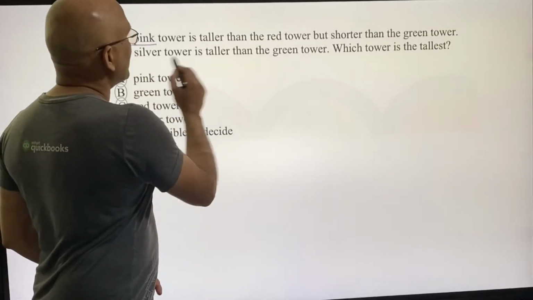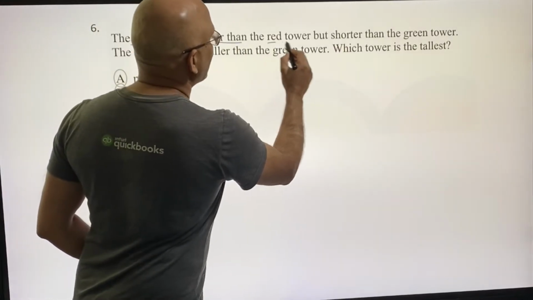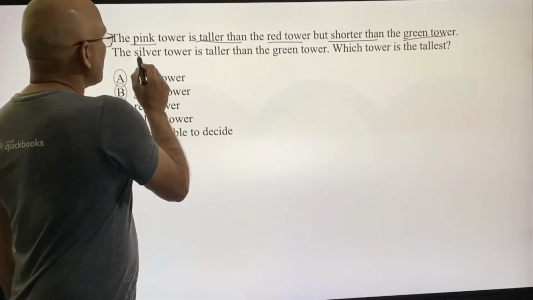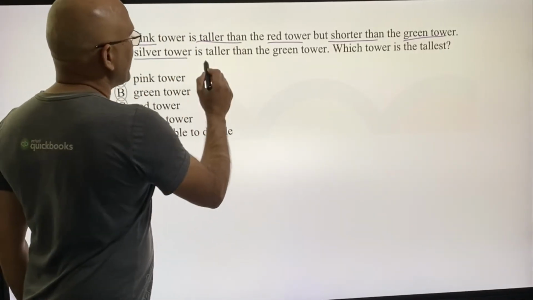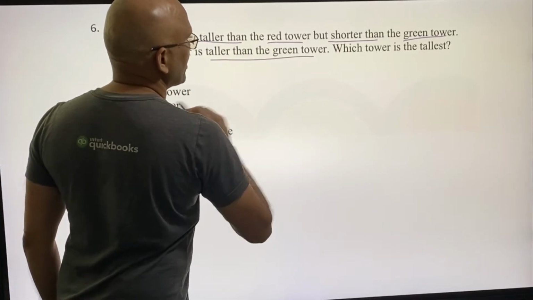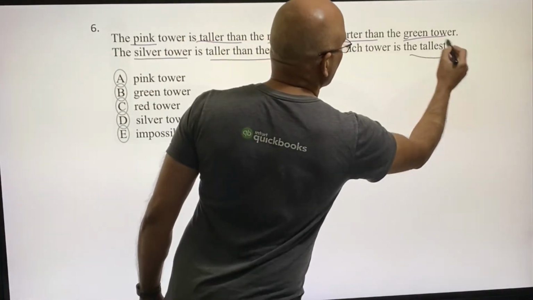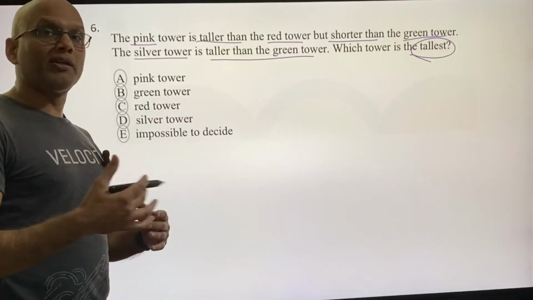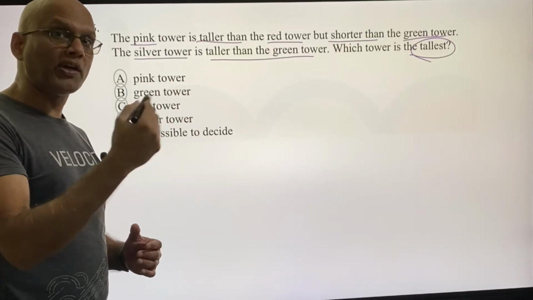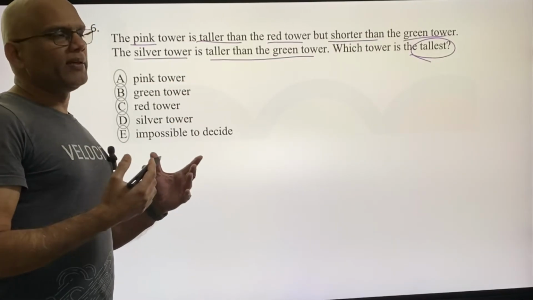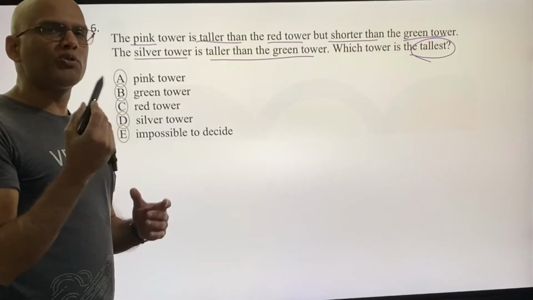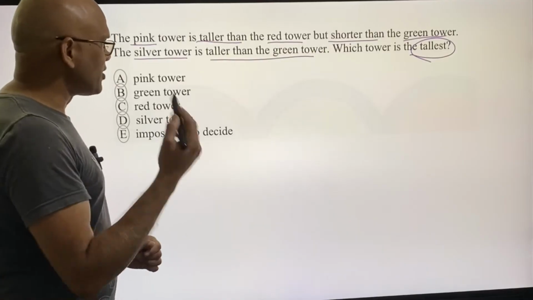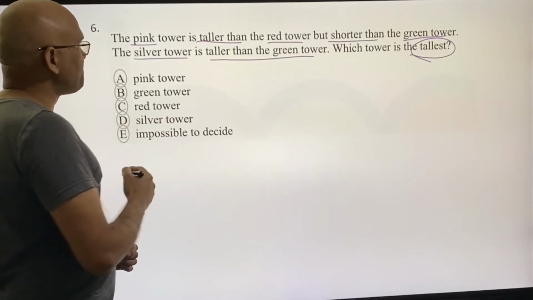The pink tower is taller than the red tower but shorter than the green tower. Now the silver tower is taller than the green tower. Which tower is the tallest? So we want to find the tallest tower. The towers are colored differently, so I could use different colors for each tower, but sometimes it is nice to use just one color, because in the real test you'll have only one color pencil. So I'll just try to manage with one color.